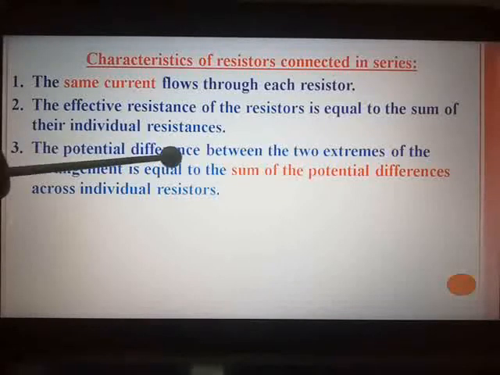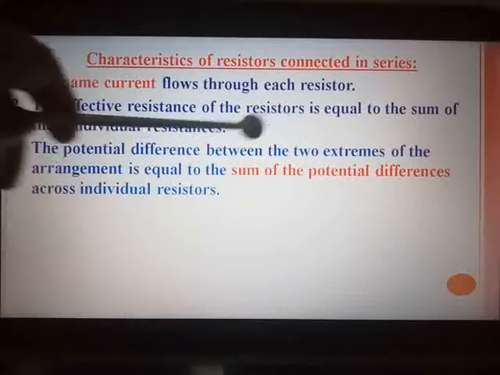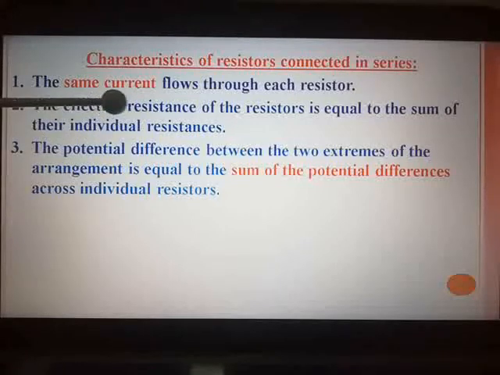The potential difference between the two extremes of the arrangement is equal to the sum of the potential differences across the individual resistors. We have seen the total potential difference V was equal to V1 plus V2 plus V3.